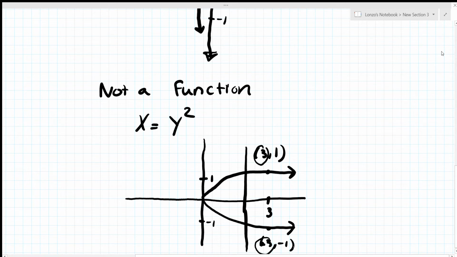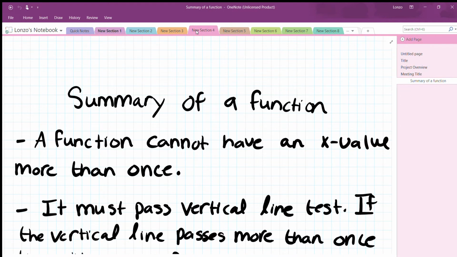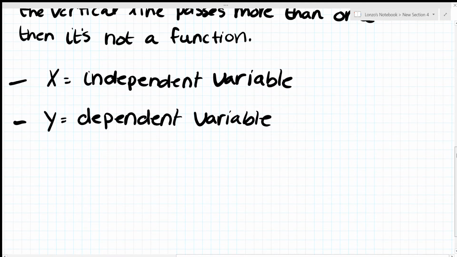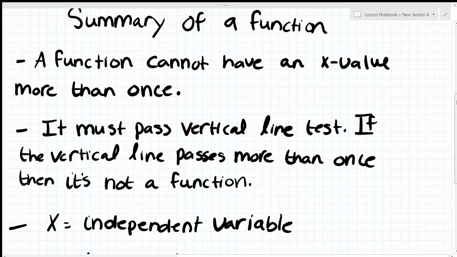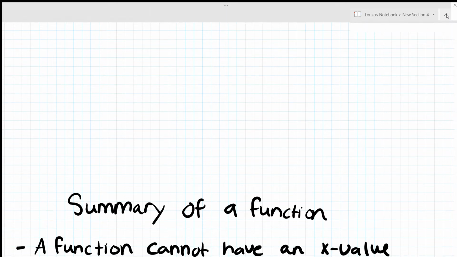So let's recap what a function is. A function cannot have the same x value more than once, and it must also pass the vertical line test. If the vertical line passes more than once, then it's not a function. The x value is the independent variable and y is the dependent variable. So now you know what is a function and what's not a function. We can actually do some problems.